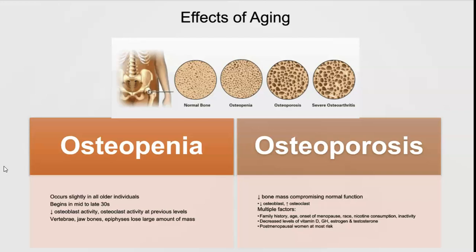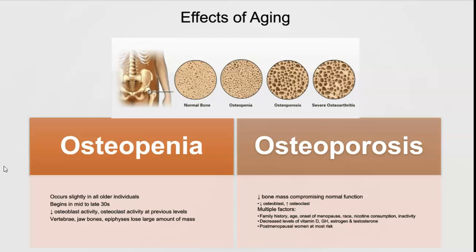A significant percentage of older people suffer from osteoporosis. Osteoporosis is a condition that's characterized by reduction in bone mass sufficient to compromise normal function. Now, there are several things that increase your risk of developing osteoporosis, and of course that includes your family history, the older you get, onset of menopause when estrogen levels decrease. Certain races are more prone to osteoporosis. If you smoke cigarettes, if you lead an inactive lifestyle, so get some exercise, people. Decreased levels of vitamin D, growth hormone, estrogen, testosterone.